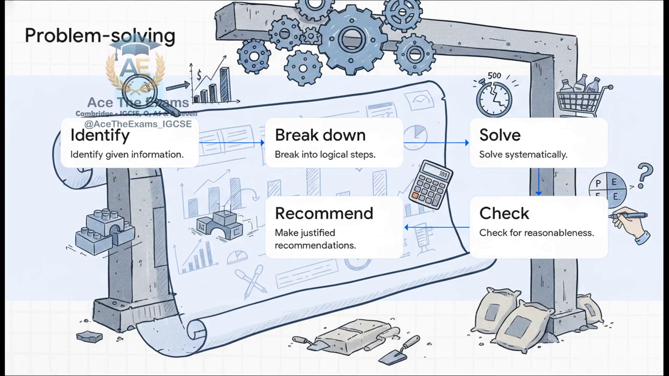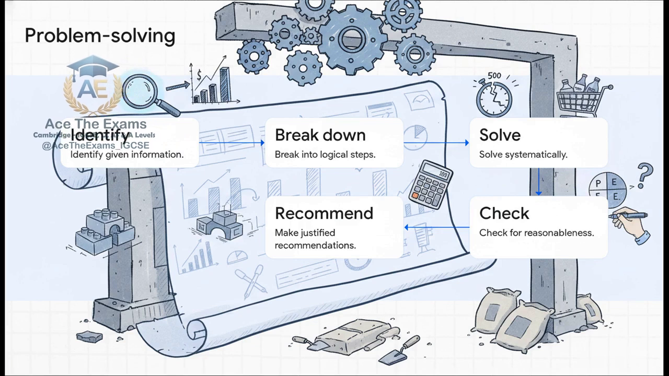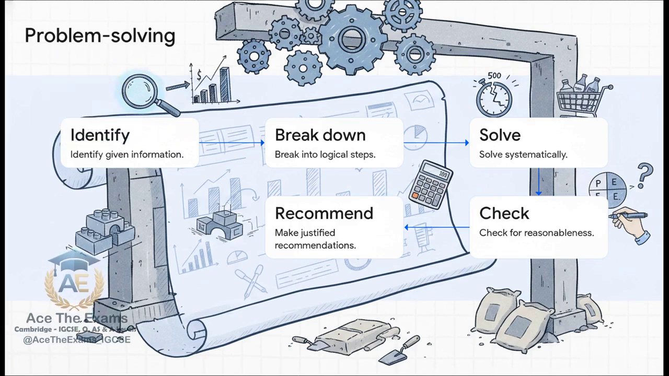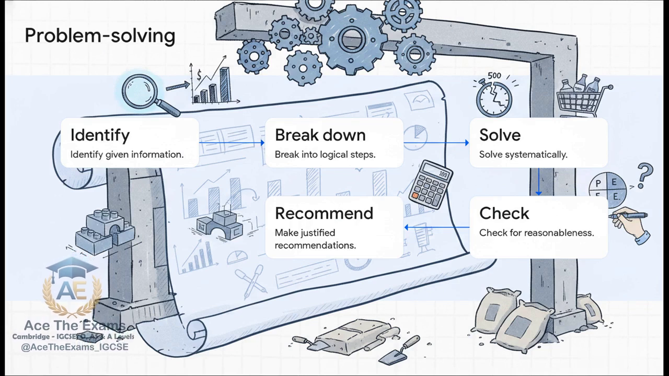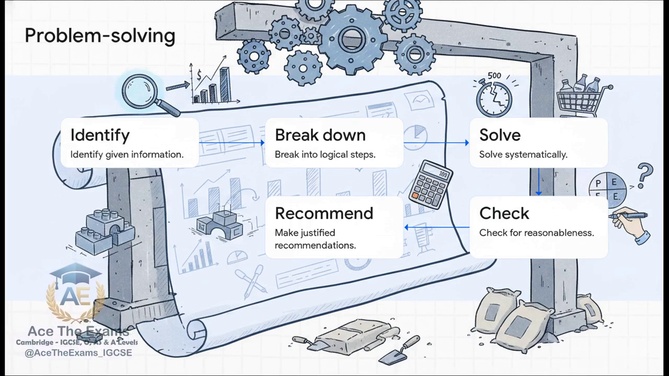3. Solve systematically. Write out the formula. Insert your highlighted data and calculate. 4. Check for reasonableness. Step back and look at your number. Does 500 days for inventory turnover make any logical sense for a local grocery store? Absolutely not. You probably made a calculation error, so fix it now before you build on it. 5. Make justified recommendations. This is where you use the PL structure.